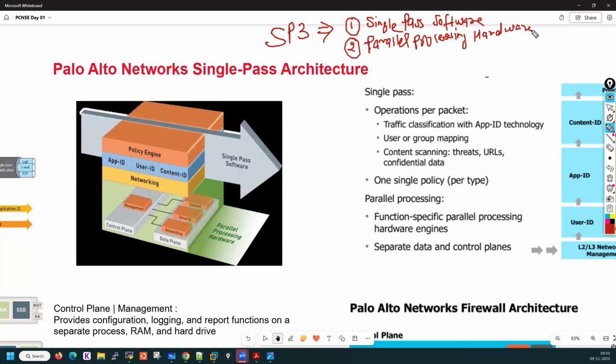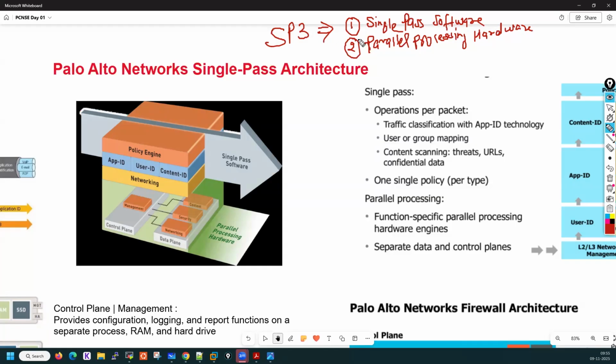Now in the interview, how will they ask this question? They will ask these questions in three ways. Maybe they will directly ask you, can you explain SP3 architecture? Or maybe they will ask, can you explain the Palo Alto Firewall architecture? Or they may ask, what is the parallel processing hardware architecture of Palo Alto? Or what is the single pass software architecture of Palo Alto? So they will ask the questions in this way, but the explanation is similar. SP3 stands for single pass software and parallel processing hardware.